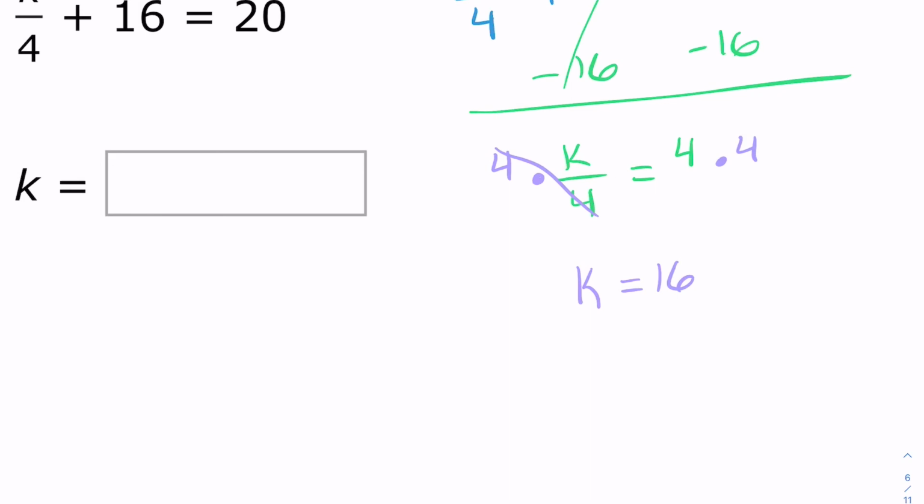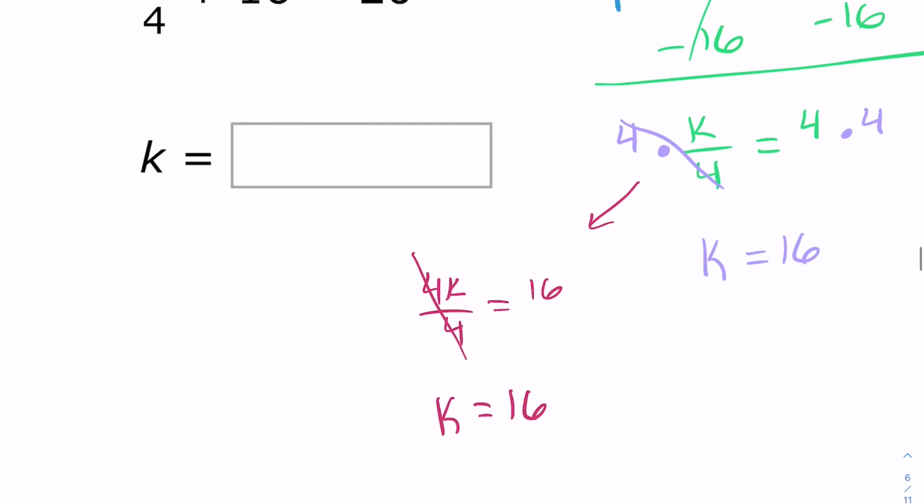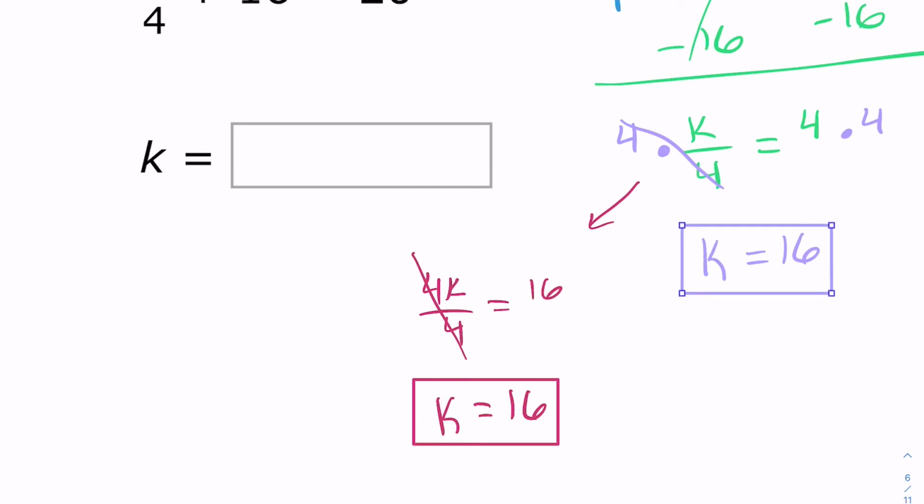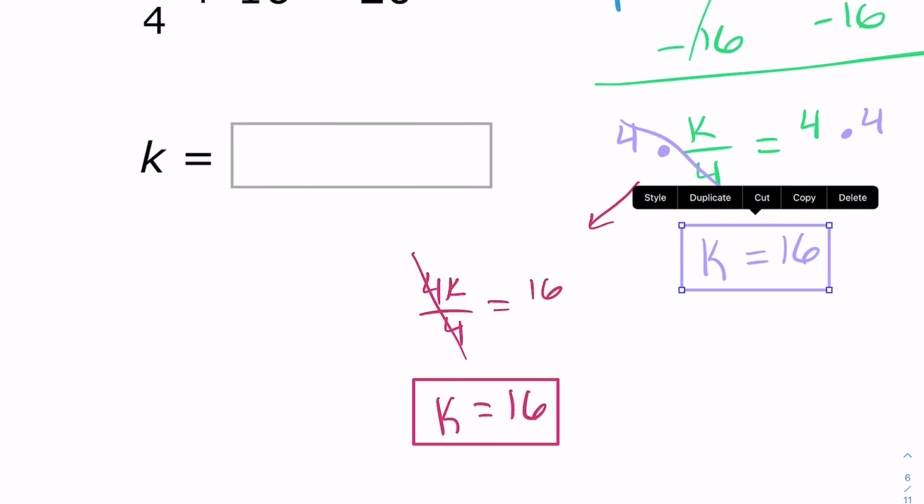Really, what I really have mathematically is 4k over 4 equals 16. And 4 divided by 4 is 1. So 1k equals 16. That's another way of looking at it. I'll leave that there for you, just so you can see the algebra that's really happening. Because the 4's don't really go away until they're reduced down to 1. And so we will leave this as 16.